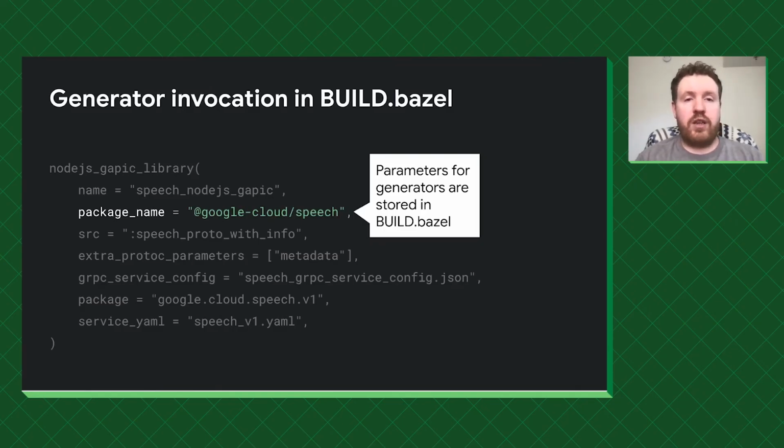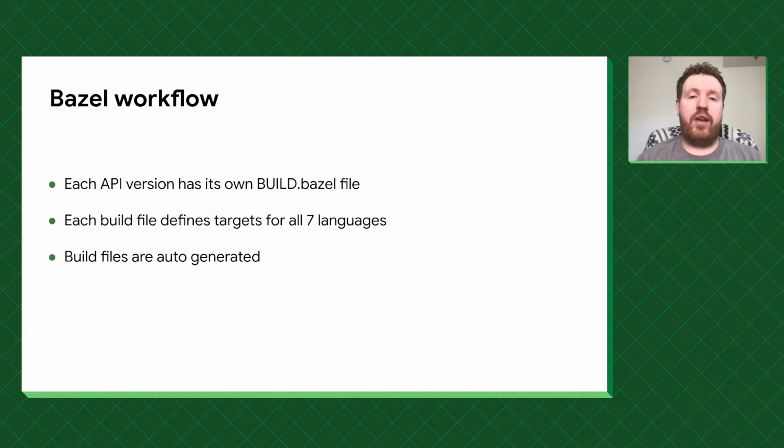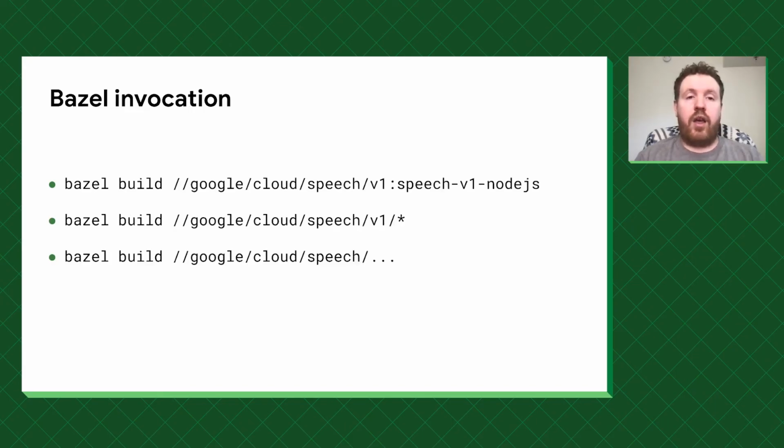So to summarize, at this moment, we have an automatically generated build file for each API, and each build file has targets for all versions. Engineers can either build a specific target, like build a speech API client library for Node.js, like the first line here, or they could use the star syntax or a triple dot syntax to build multiple client libraries for multiple APIs. That's what we normally do in our continuous integration tasks.